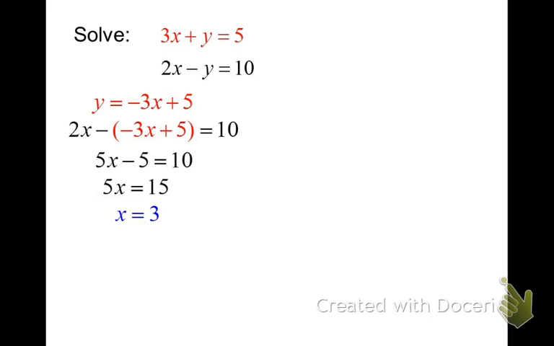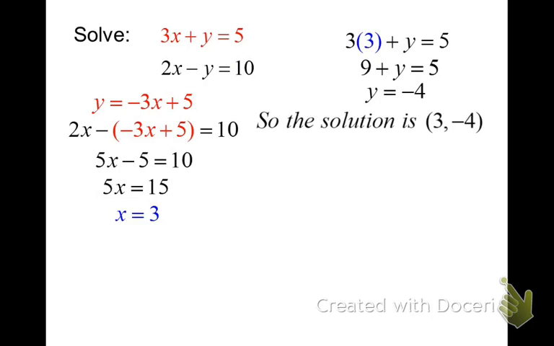So we have about 1/2 of our answer now, and this is when we use the backwards substitution. We're going to substitute this 3 back into the first equation and find out what y is. So the 3 goes in for the x, and you can use it in either equation. It doesn't matter which one you use. And now we solve for y. Once we have the y, now we have our ordered pair solution.